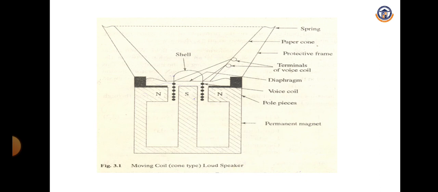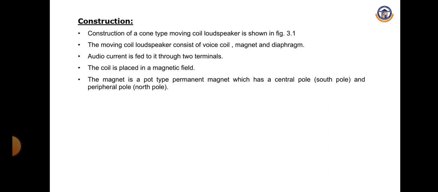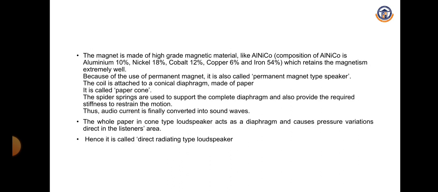Here we have the permanent magnet, then the voice coil, diaphragm, then these coils are terminated with terminals, then we have the protective frame, then the paper cone, then the spring. Here the construction is seen in the diagram. The moving coil loudspeaker consists of a voice coil, magnet and diaphragm. Audio current is fed through the two terminals. The coil is placed in a magnetic field. The magnet is made up of materials like aluminum, nickel, cobalt. The percentage of aluminum is 10%, nickel 18%, cobalt 12%, copper 6%.